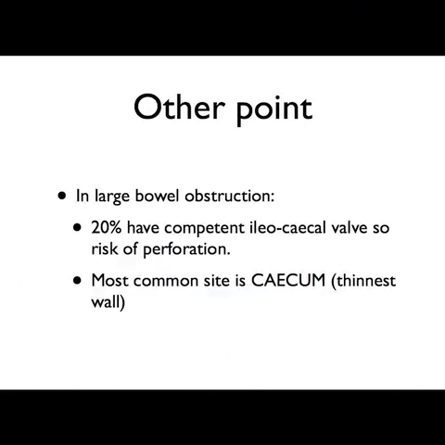Other points, we actually mentioned this already, but in large bowel obstruction, 20% of people have competent ileocecal valves, and these people are at risk because the air doesn't backflow into the small intestine, so it simply expands, and obviously there's a risk of perforation here, causing peritonitis. The most common site of this perforation is the cecum, because this has the thinnest wall.